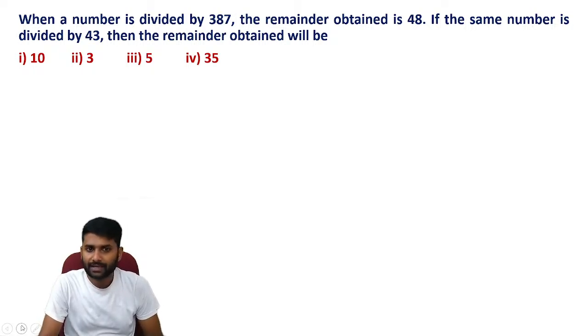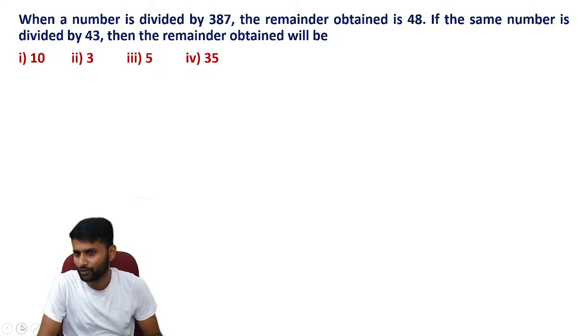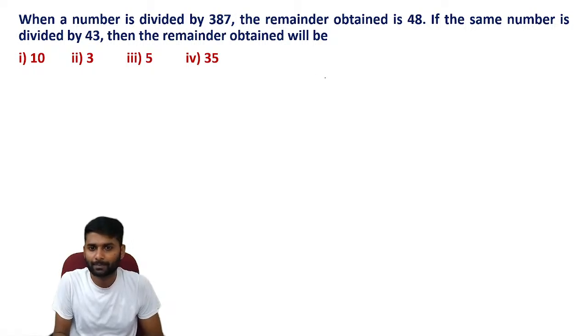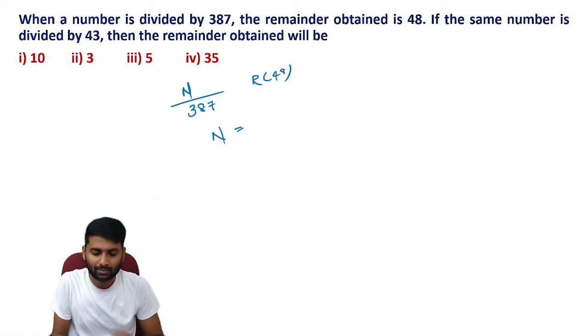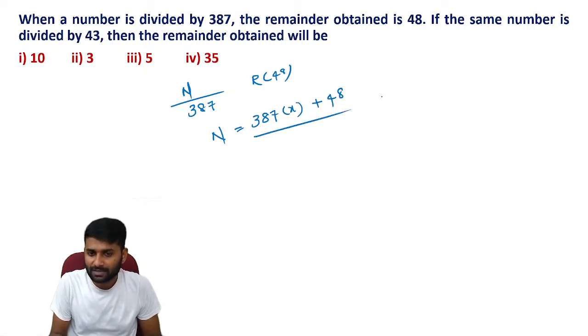Now see, when a number is divided by 387, the remainder obtained is 48. If the same number is divided by 43, then the remainder obtained will be? There is a number divided by 387 that leaves remainder 48. The number is the dividend, so you know that dividend is equal to divisor multiplied by quotient plus remainder. Now this number we are going to divide by 43.